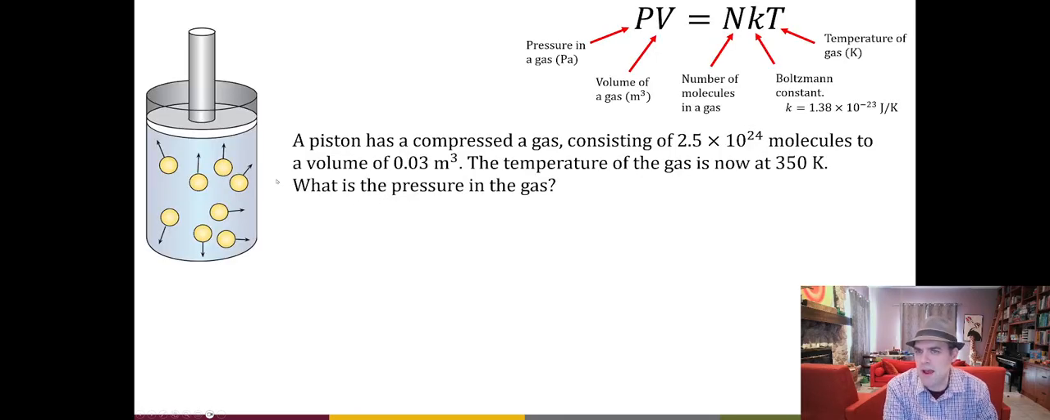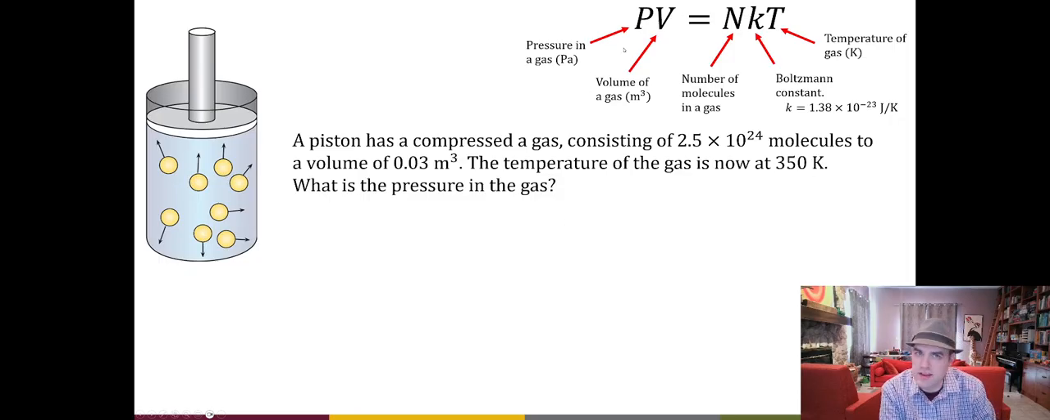So for instance, I have this piston that is compressing this gas here. Now it's compressed down to a volume of 0.03 meters cubed, and there are 2.5 times 10 to the 24th molecules inside the gas here. The temperature of the gas is now at 350 Kelvin, so what's the pressure in the gas?